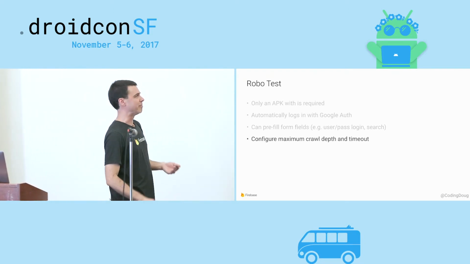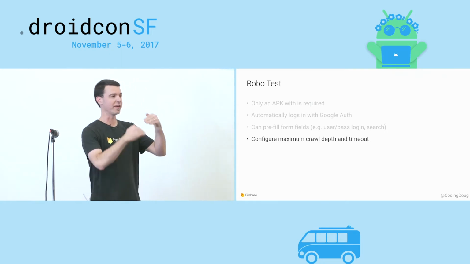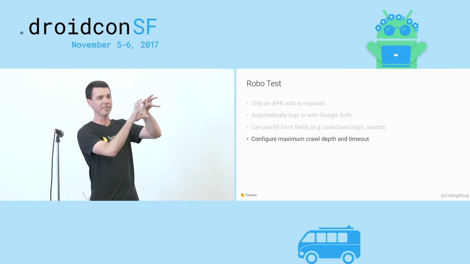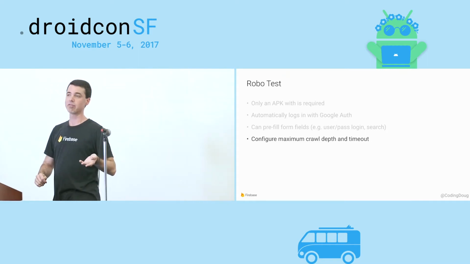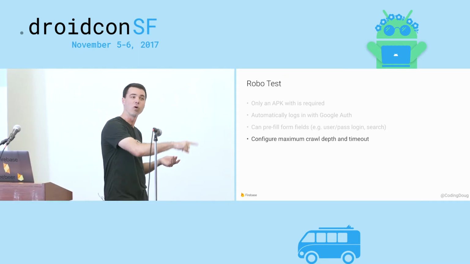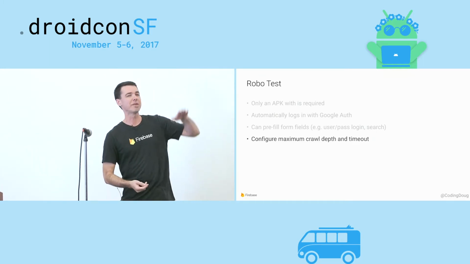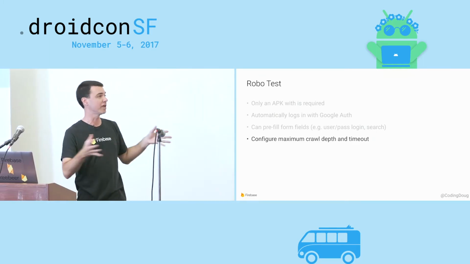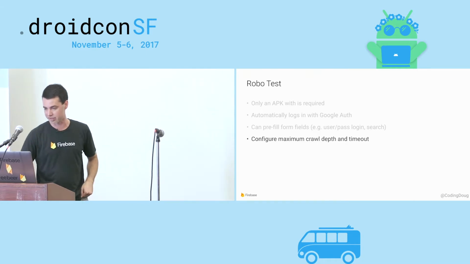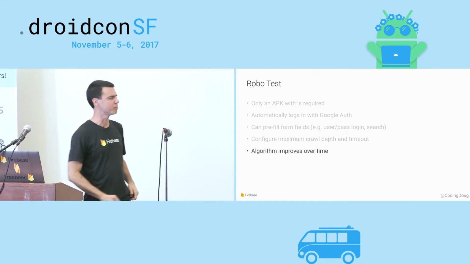Robo also has a sense of maximum crawl depth, so it will think of the first activity as the root activity, and then it will crawl. You can also limit the depth. This is important if your app effectively has rabbit holes that you can't get out of. You can say, well, maybe the maximum depth is 5. Once it climbs down that rabbit hole, it can get back up, and that should increase the breadth of the test of your app. And the algorithm does improve over time.